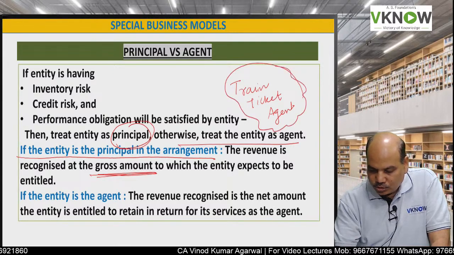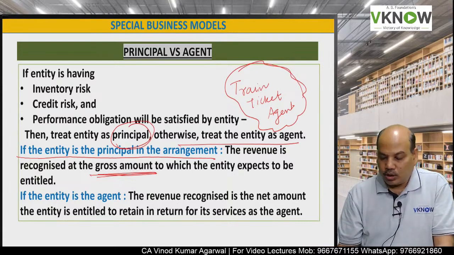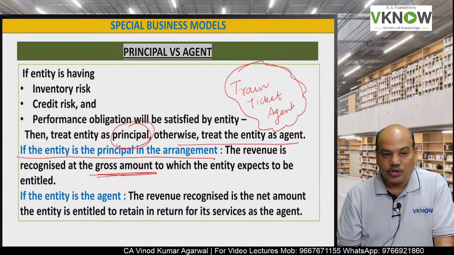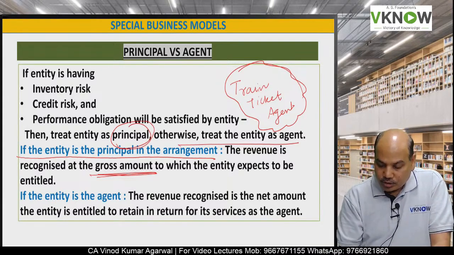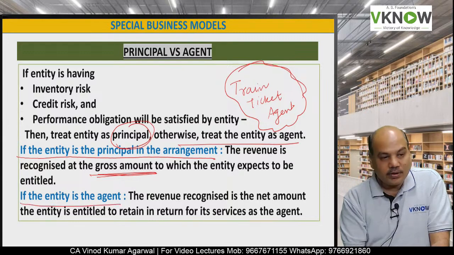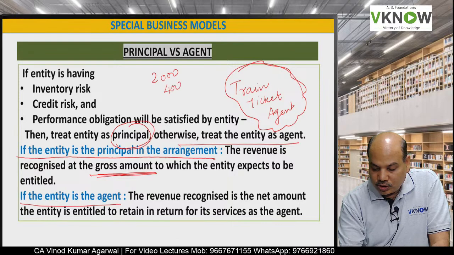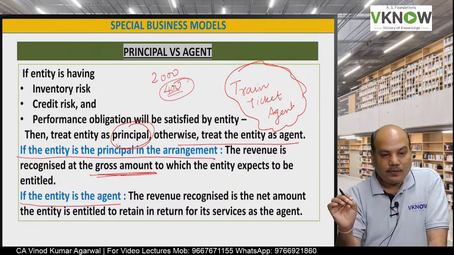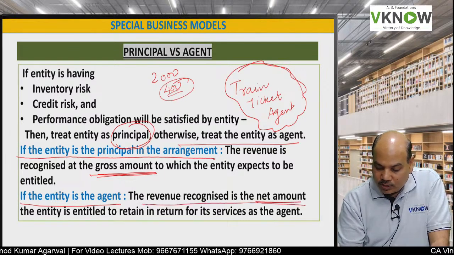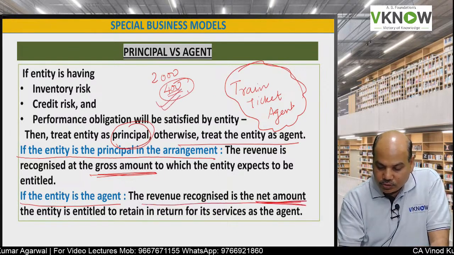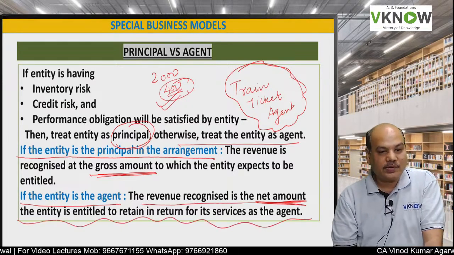Your job is just to book a ticket on behalf of the customer. Then you are not a principal, because you are not responsible for providing the performance obligation. But if you are an agent, suppose the ticket is 2000 and your commission is 400 rupees, then the revenue recognized will be the net amount, meaning 400 rupees, which the entity is entitled to retain in return for services as an agent.